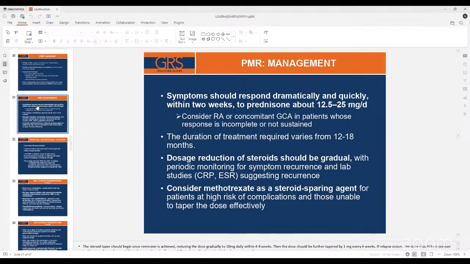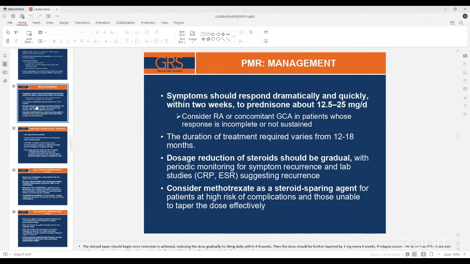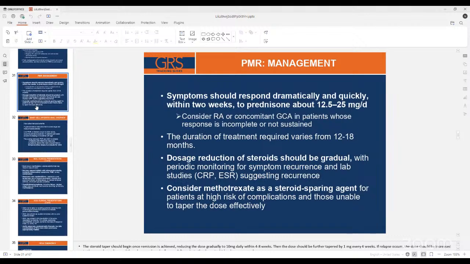Slide, please. So the management: the symptoms of PMR should respond dramatically and quickly, within 2 weeks, to prednisone, about 12.5 to 25 milligrams. This also helps to differentiate polymyalgia rheumatica from rheumatoid arthritis. You will not find this type of response in rheumatoid arthritis.